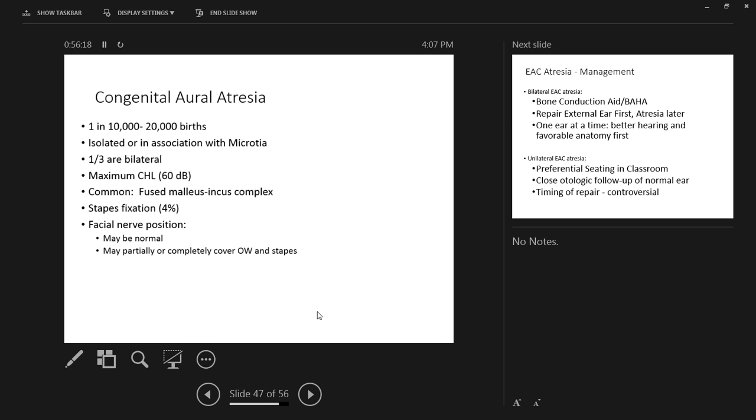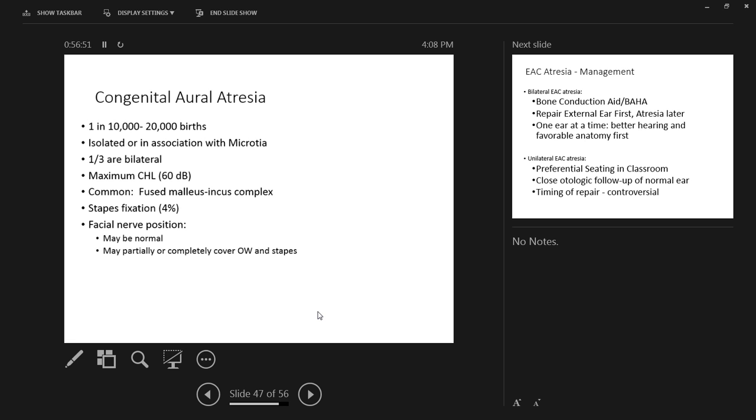So how often does it happen? 1 in 10,000 or 1 in 20,000. I had indicated before that 1/4 were bilateral. This other, original bit of information must have erred on the side of, well, it's more like 1 out of 3, noting the maximum conductive hearing loss of 60 decibels. It's very common to have a fused malleus incus complex, so the malleus and incus form from its own tissue. The stapes forms from different tissue, so it's fairly uncommon for there to be a stapes fixation.